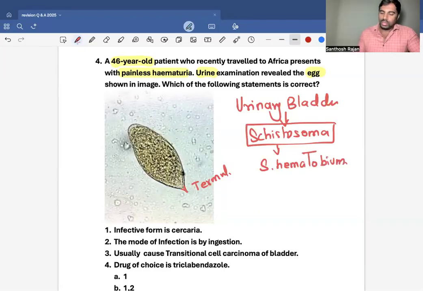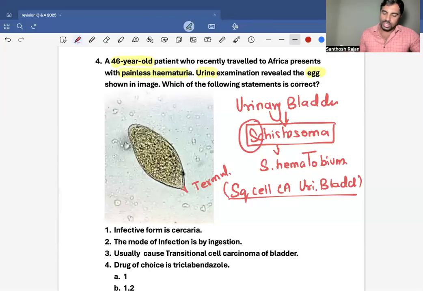Hematobium. Here the most important thing about hematobium is that it causes squamous cell carcinoma of your urinary bladder. Squamous cell carcinoma of the urinary bladder. Very, very important one. And also another point regarding Schistosoma, because everything is starting with S.